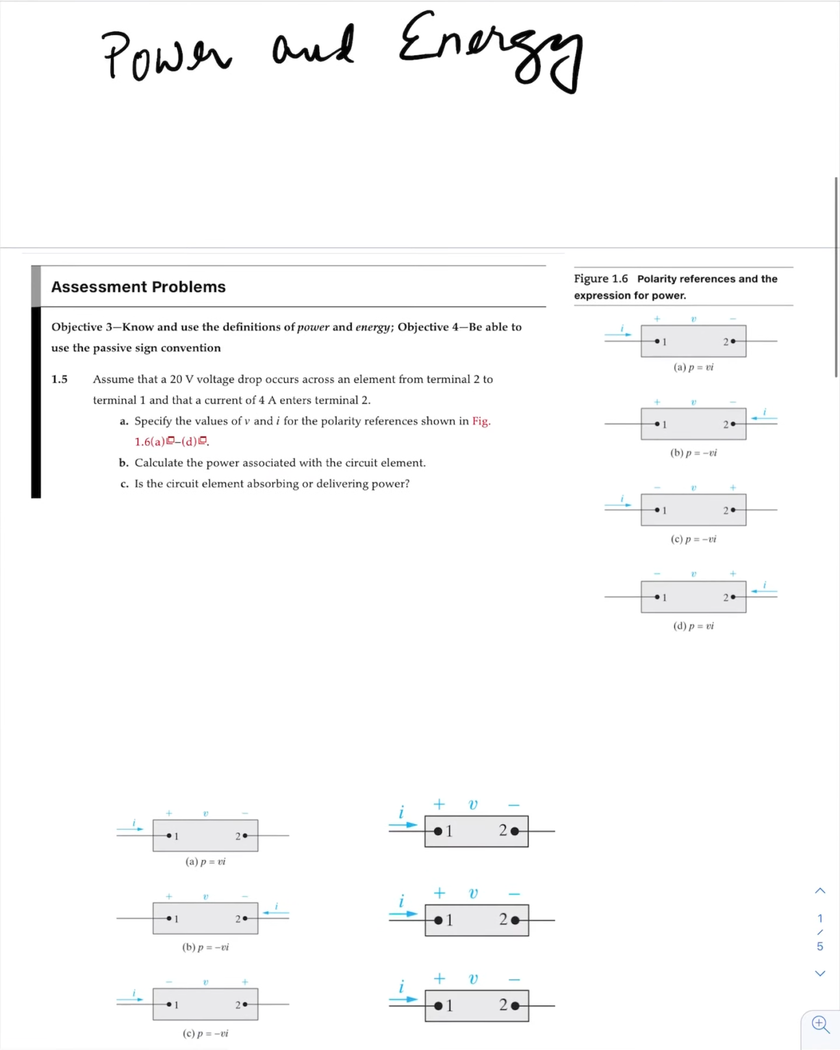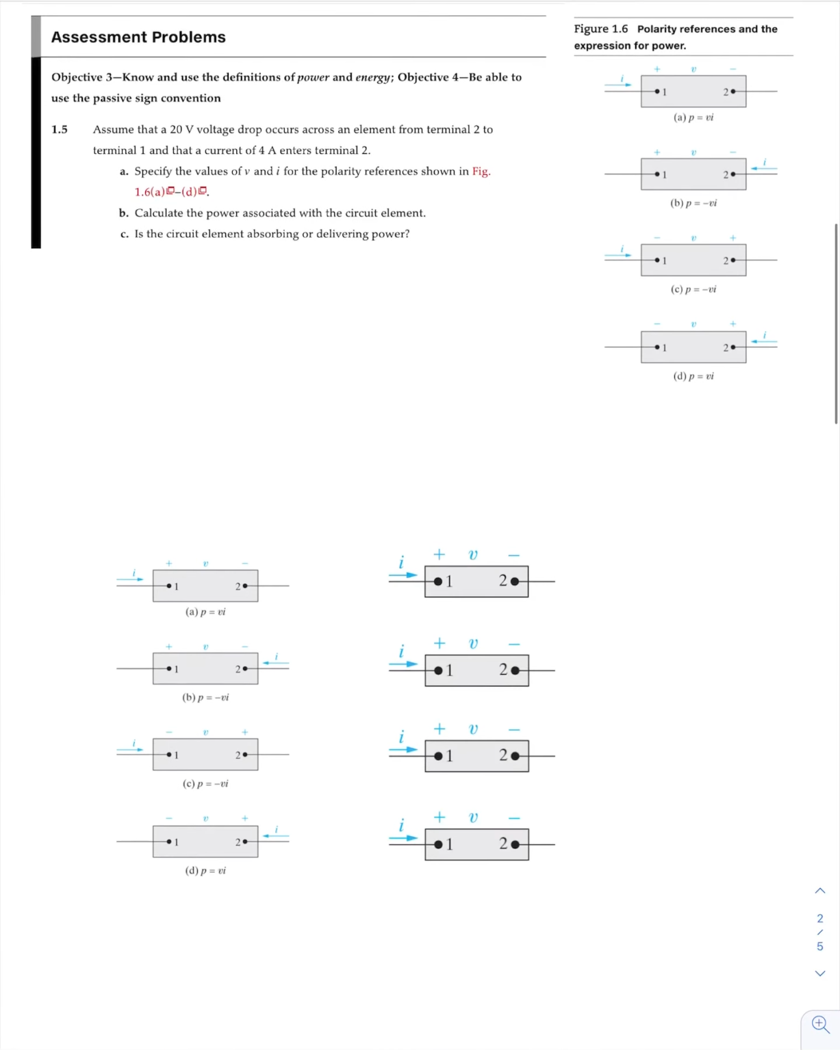The first problem that we're looking at is assessment problem number 1.5. This problem states, assume that a 20-volt voltage drop occurs across an element from terminal 2 to terminal 1. So let's draw this out. What does that look like? We have our basic element here. This is terminal 1, and this is terminal 2. So it says a voltage drop from terminal 2 to terminal 1, and it's a 20 volt drop.